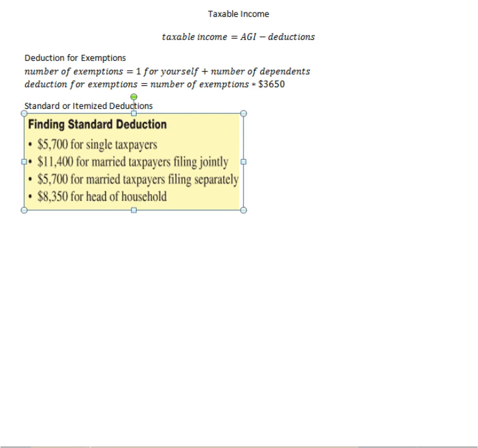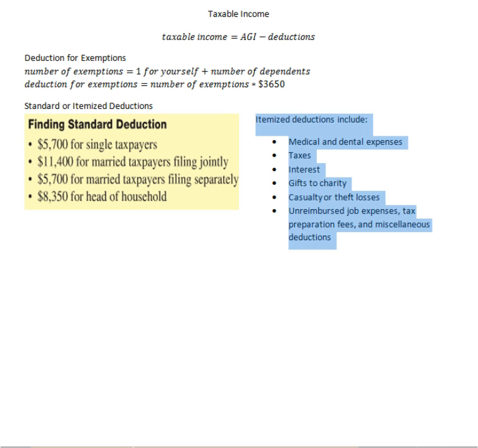So standard deduction, you get $5,700 if you're single, $11,400 if you're married filing jointly, $5,700 for married filing separately, and $8,350 for a head of household. Now, head of household is if you're single and have dependents, then you qualify for head of household.